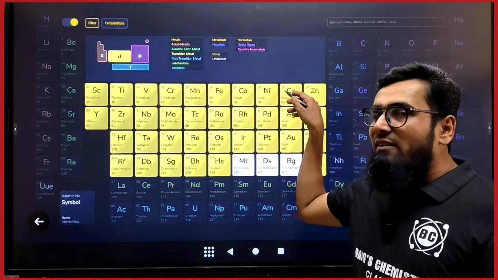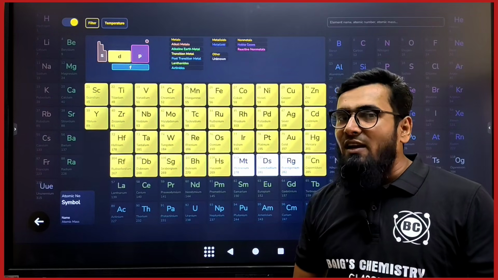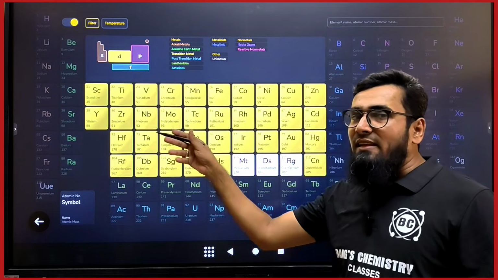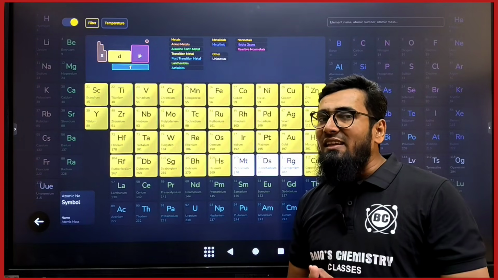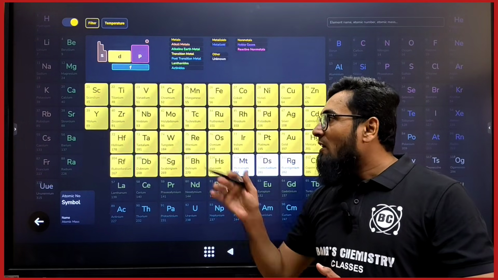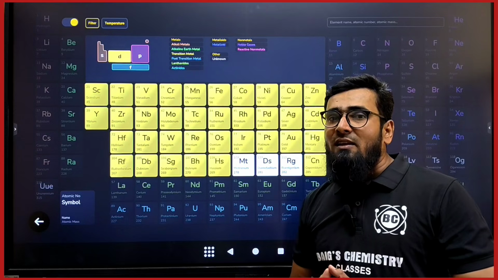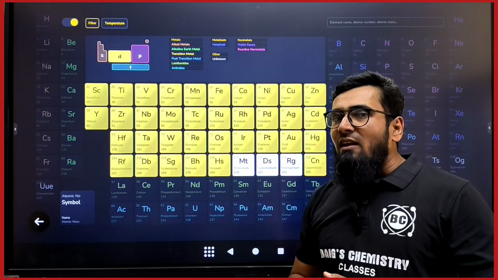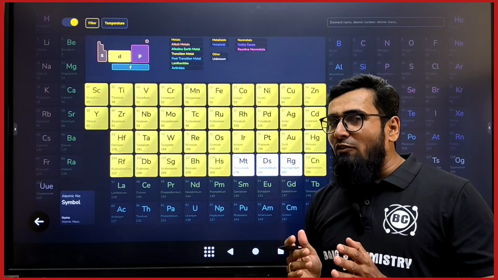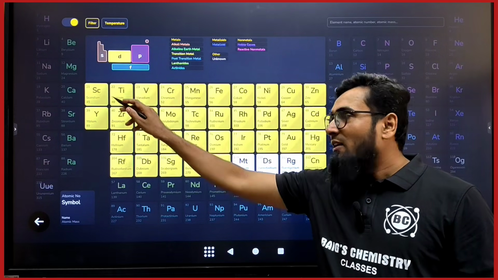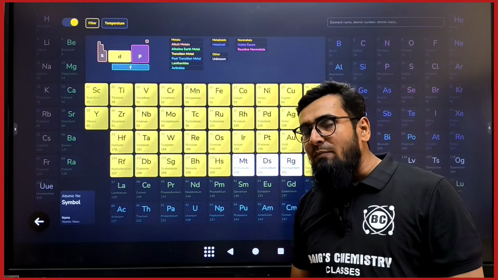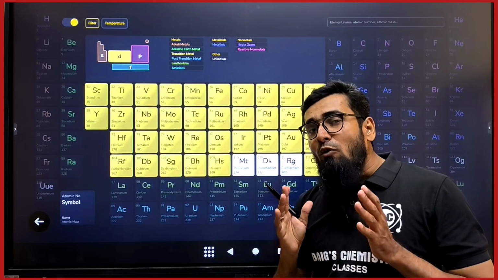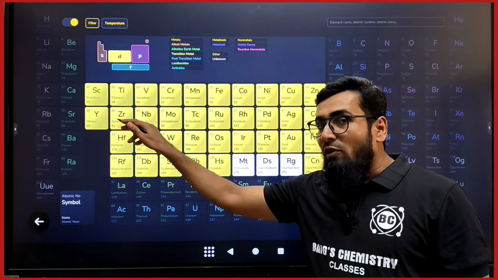Because in these elements the 3D subshell is being filled. It is called the 3D series. Then yttrium to cadmium, this is the second row, that is nothing but the 4D series. It is called the 4D series because when you write the electronic configuration of these elements, the last electron will enter into 4D. In the first row, that is the 3D series, the last electron, when you are writing the electronic configuration, enters into the 3D subshell. And in this second row, the 4D series, the last electron enters into the 4D subshell.